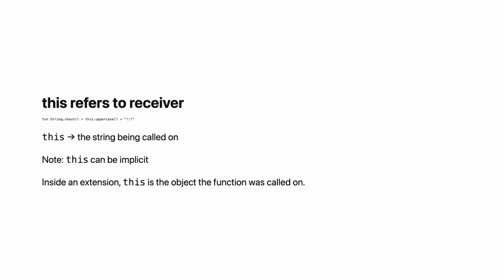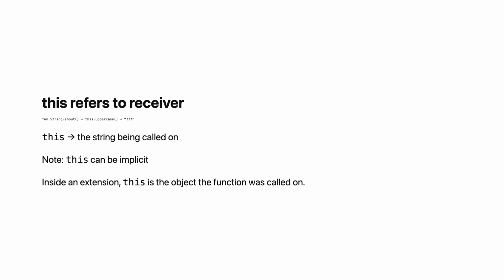Inside an extension function, this refers to the receiver. fun String.shout(): String = this.uppercase() + "!!!". This is the string the function was called on. If you call hello.shout(), this is hello. You can often omit this. fun String.shout() = uppercase() + "!!!". Methods are called on the implicit receiver. Use this explicitly when you need clarity or to disambiguate.